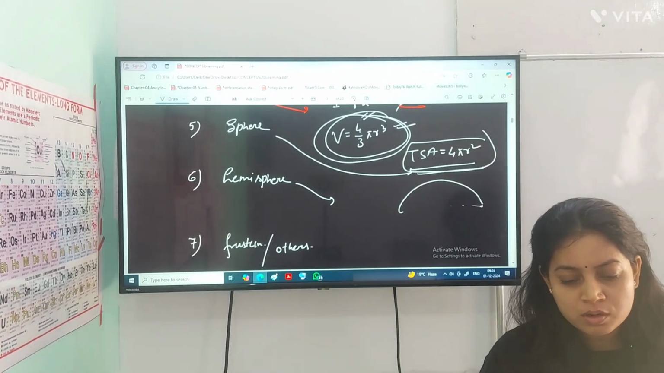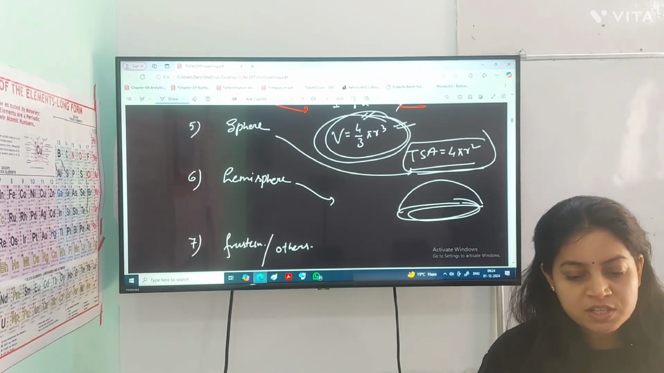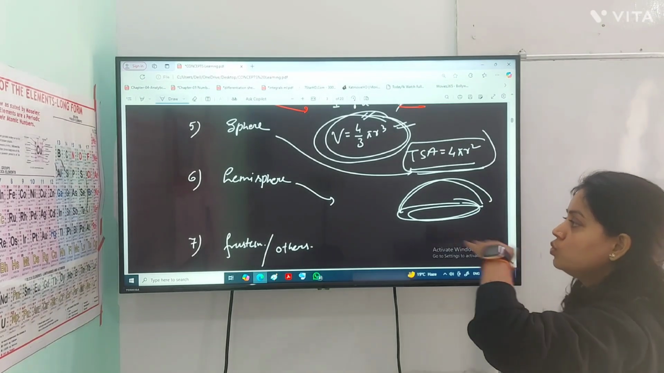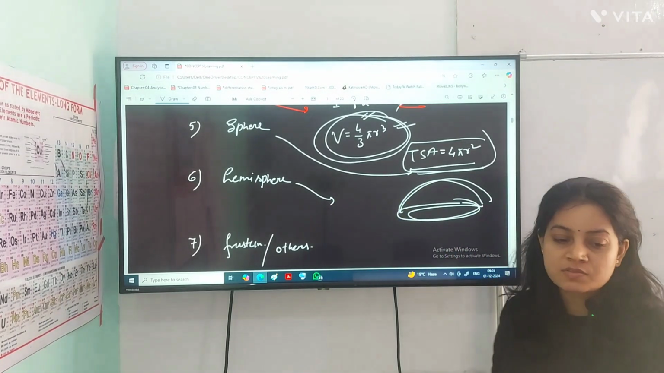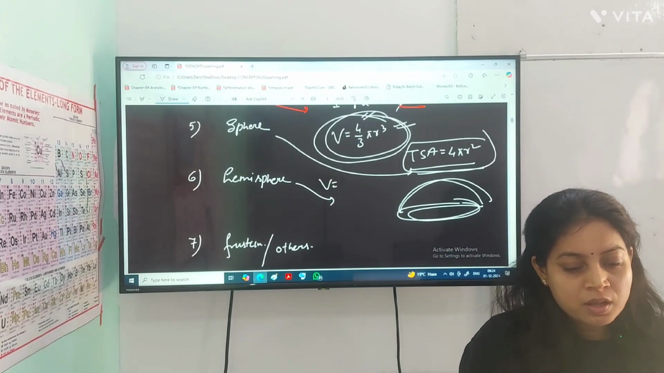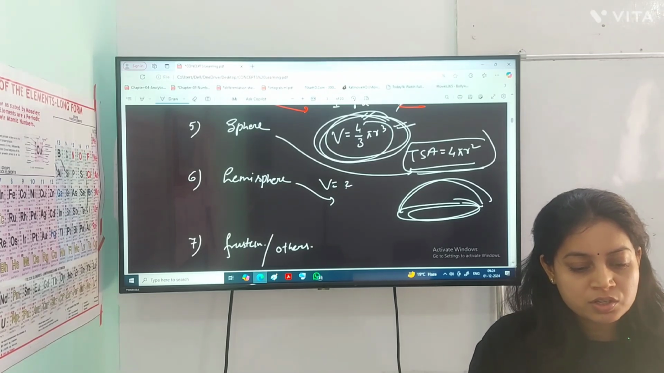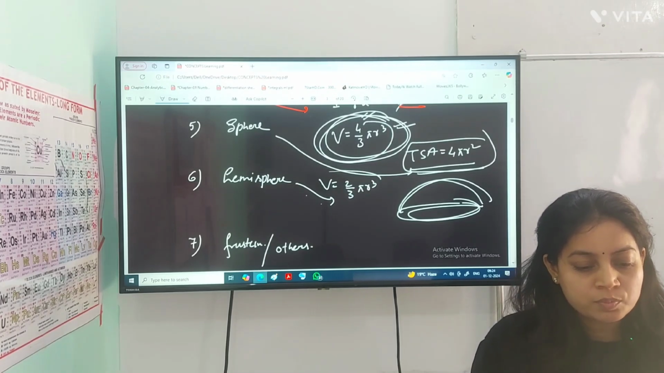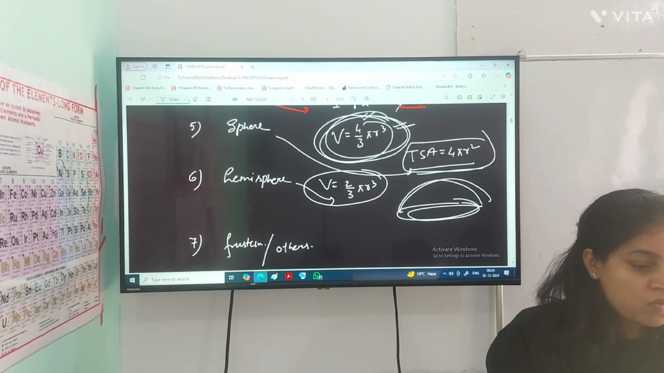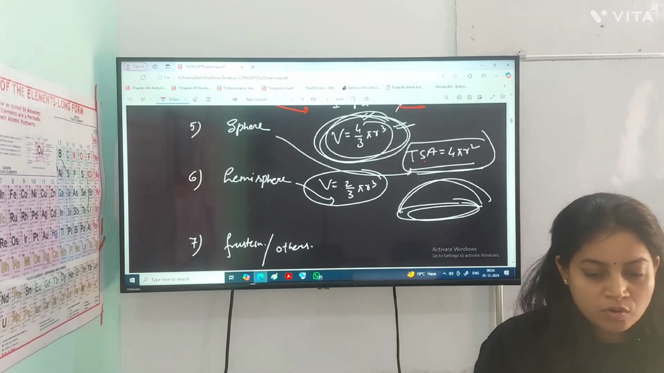And the next one, the last one I will say, is your hemisphere. What is a hemisphere? It is just like a bowl. This is the bowl, this is the hemisphere. If I cut my sphere into 2 equal parts, it will become a hemisphere. So the volume is very simple. Just take the half of this, you will get 2/3 pi r cube, right?